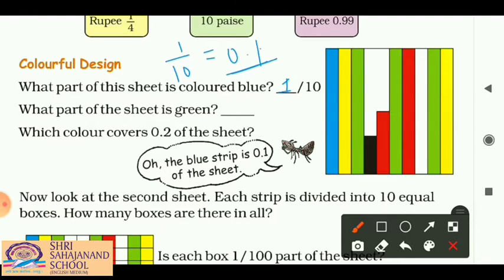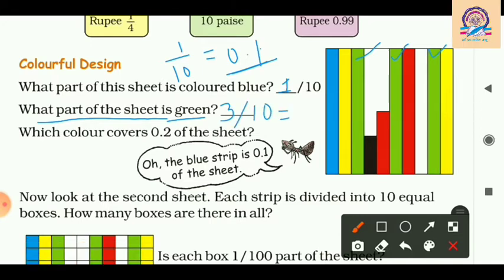Now next question, what part of the sheet is green? So here we have 3 parts of green, you can see. So we will write 3. What part of the sheet is green? So it is 3 upon 10. And in decimal you can write 0.3.